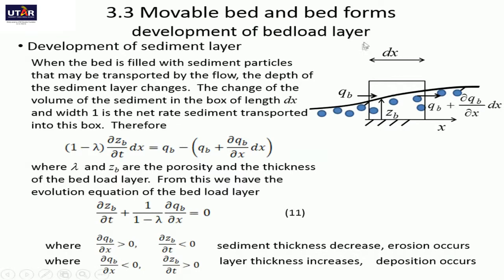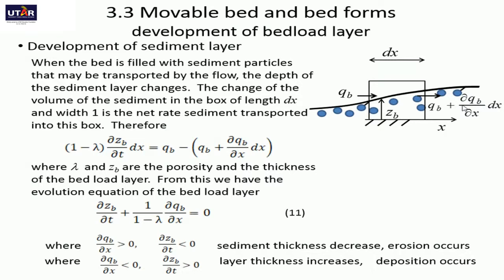Consider a box of length dx and unit width in the sediment layer. The sediment transported into this box through the upstream surface is QB, and the sediment transported out on the downstream surface is QB plus dQB/dx times dx. The difference of these is the amount that accumulates within the box.